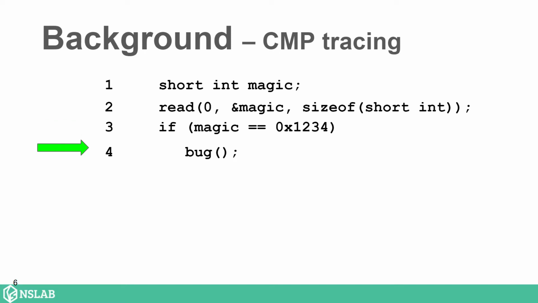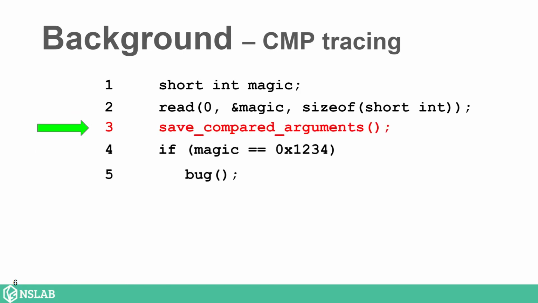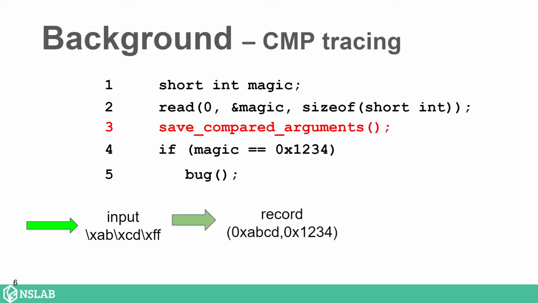So how CMP tracing works here is that libFuzzer will insert a function call at line 3 while compiling this program, which will store the compared arguments, namely magic and hex 1234, into a bitmap. The bitmap will then be analyzed when generating the next input. For example, if our first input is hex ABCDFF, then at line 3, the function will store a pair of hex ABCD and hex 1234. When generating the next input, libFuzzer may analyze the stored information and try to replace 2 bytes in the input with hex 1234.